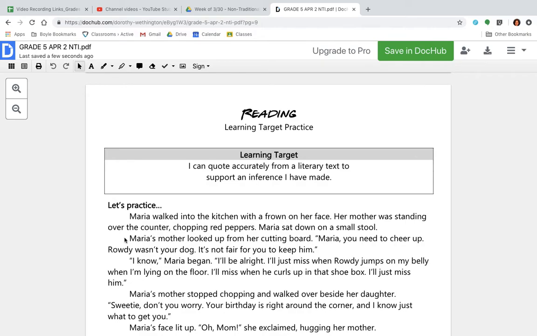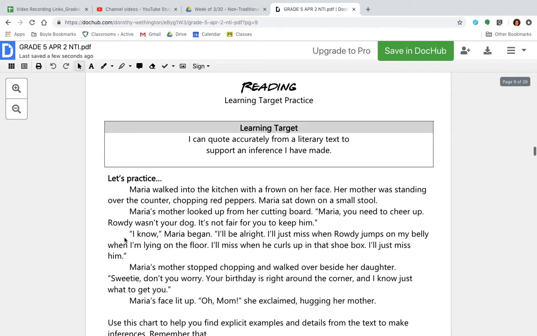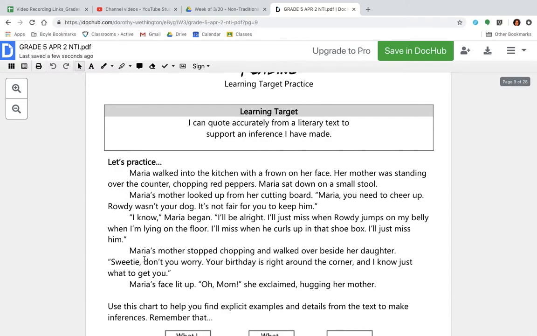Maria's mother looked up from her cutting board. "Maria, you need to cheer up. Rowdy wasn't your dog. It's not fair for you to keep him." "I know," Maria began. "I'll be all right. I'll just miss when Rowdy jumps on my belly when I'm lying on the floor. I'll miss when he curls up in that shoebox. I'll just miss him." Maria's mother stopped chopping and walked over beside her daughter.